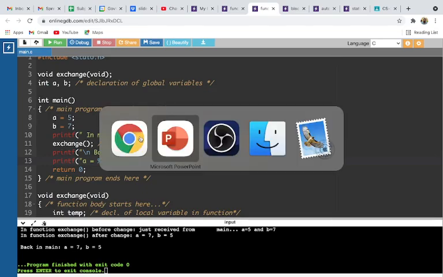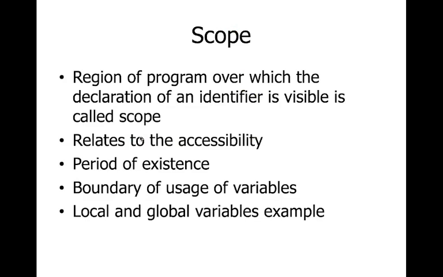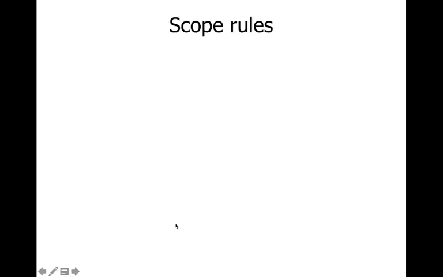Okay. Now we will see another thing. We have seen the local and global variable example. Scope rules. The scope is the region of the program over which the declaration of an identifier is accessible. So that is known as scope. We have four scope rules.